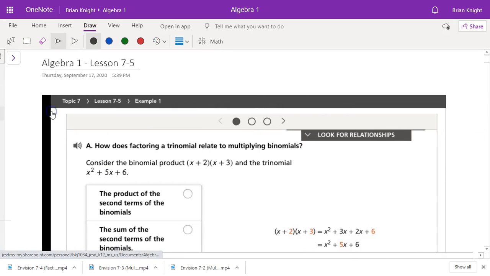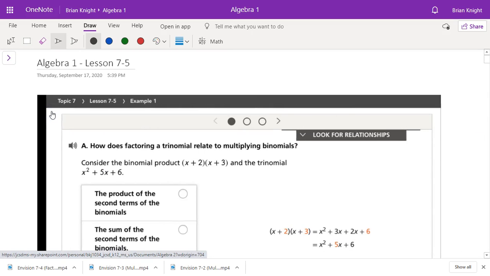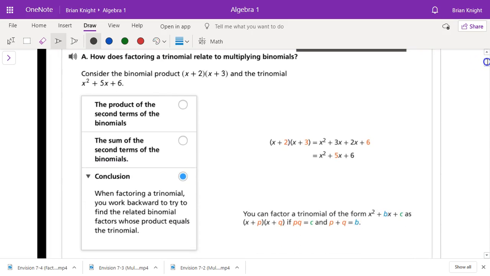Today we're continuing factoring, but we're going to do a little bit more complicated factors. Last time we only factored greatest common factors out. This time we are factoring trinomials. So let's see how we do here.